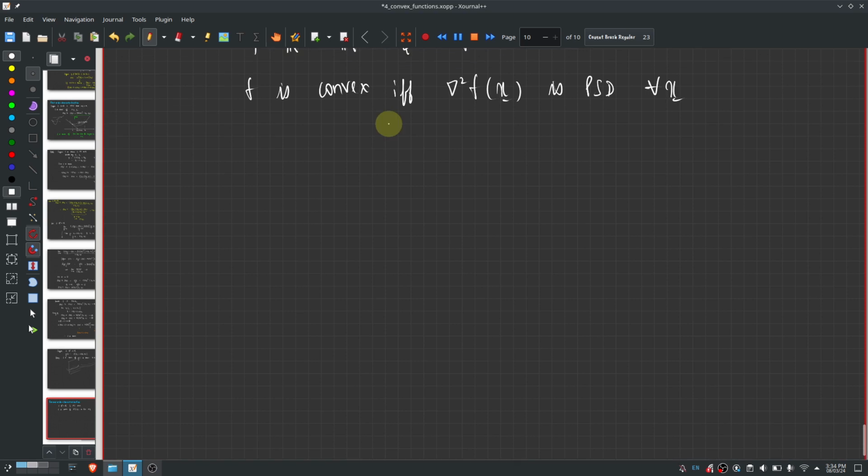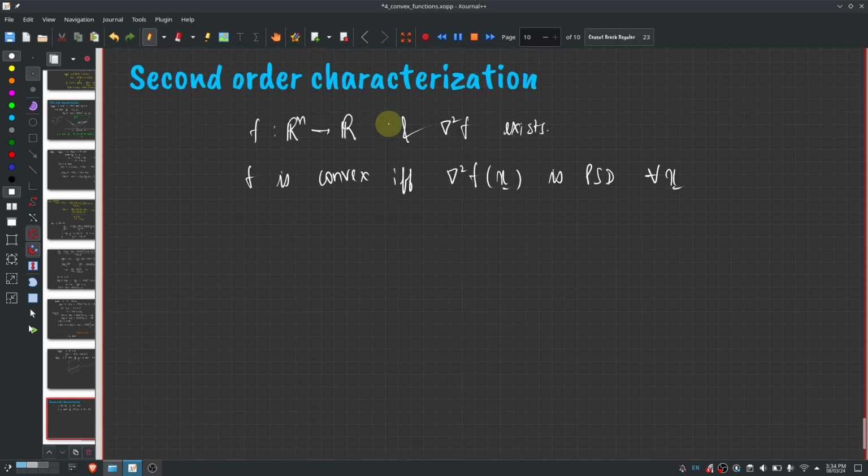The proof of the second order characterization requires a little more thought, but it is very similar to what we did in the one-dimensional case. If you go back to your notes about how we proved that a function is convex if and only if the second derivative is always greater than or equal to 0, it's again very similar. We want to show that this quantity is PSD, or in other words, y transpose times this times y is greater than or equal to 0.